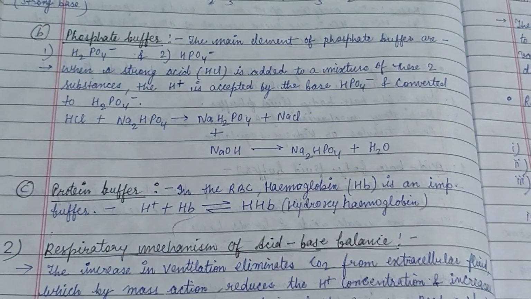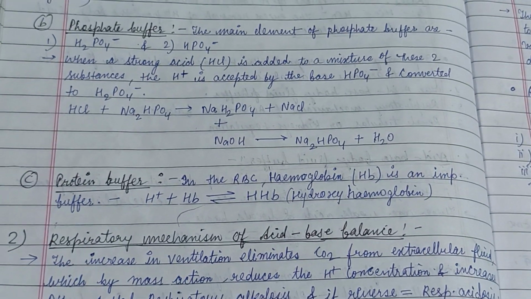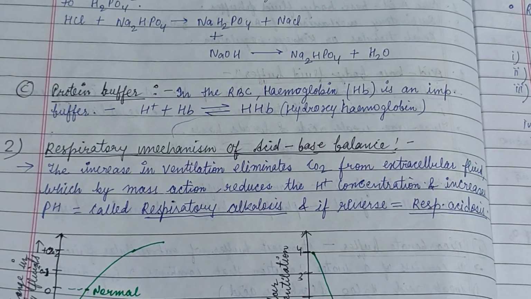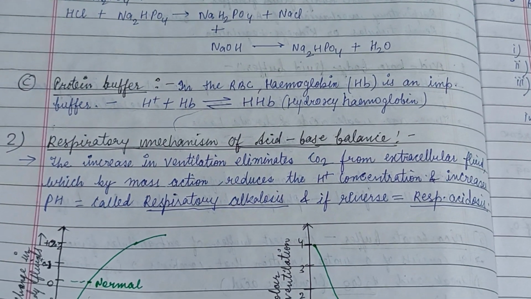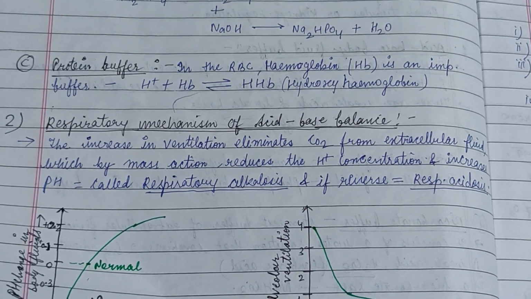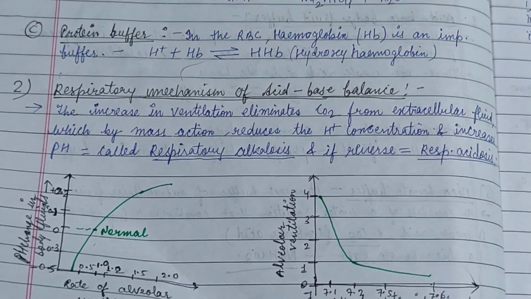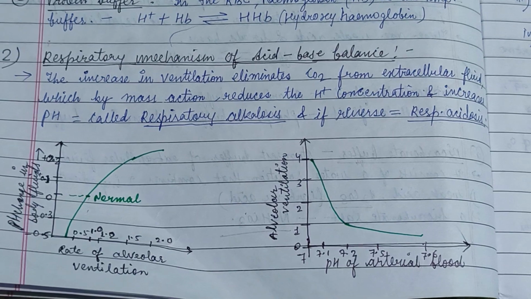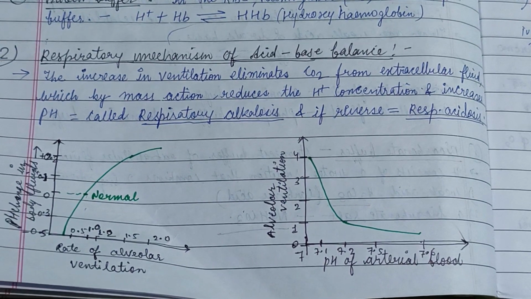The main elements of the phosphate buffer are H2PO4 minus and HPO4 minus. As for the protein buffer, in the RBC hemoglobin, Hb, is an important buffer, and H plus combines with Hb to form HHb, that is hydroxyhemoglobin.